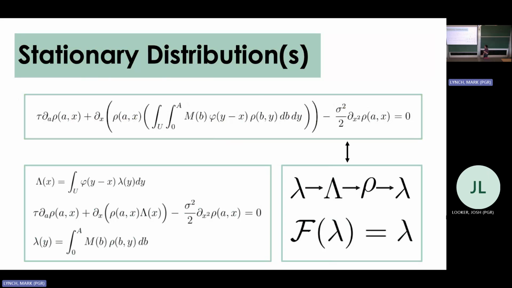If you think of capital F as the mapping that does all three of these things: we start with a little lambda, we define a capital lambda, we put that here, we get our solution rho, and then we use our rho to define a little lambda. If we have a fixed point of this mapping, it means that all three equations are satisfied at the same time, which means that we have a solution to the original equation. So I'm going to show that solutions to this equation exist by showing that there is a fixed point of this mapping.